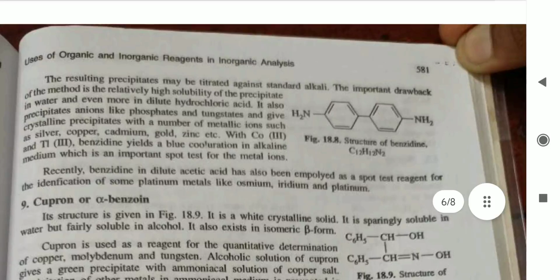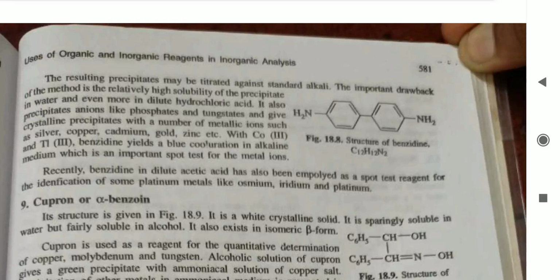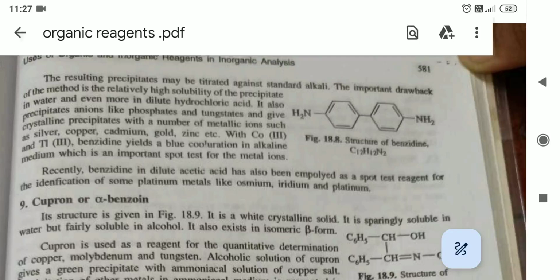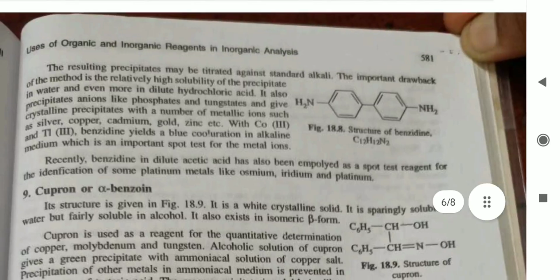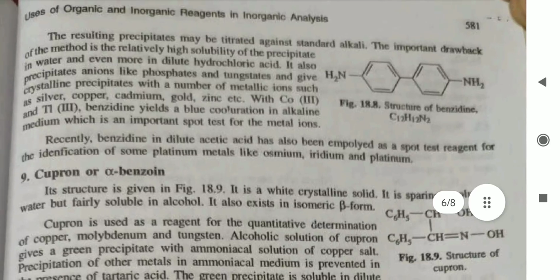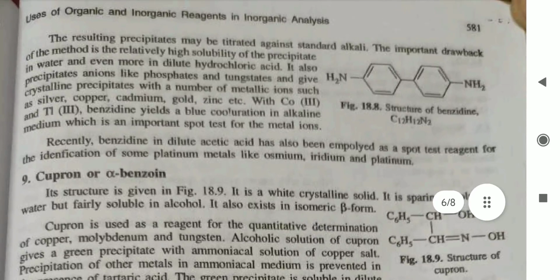The important drawback of the method is the relatively high solubility of the precipitate in water and even more in dilute hydrochloric acid. It also precipitates anions like phosphates and tungstates and gives crystalline precipitates with a number of metallic ions such as silver, copper, cadmium, gold, zinc, etc. With copper 3+ and Tl3+, benzidine yields a blue coloration in alkaline medium, which is an important spot test for the metal ions.